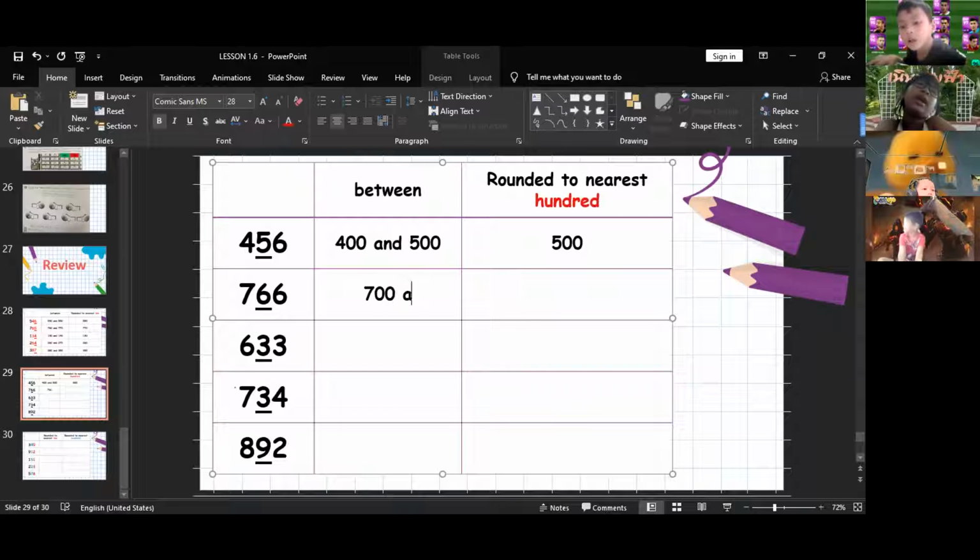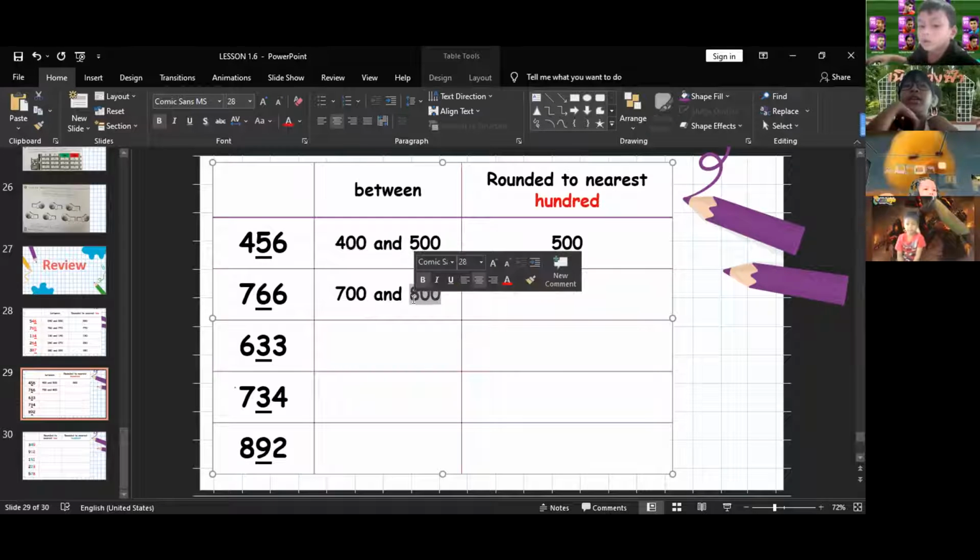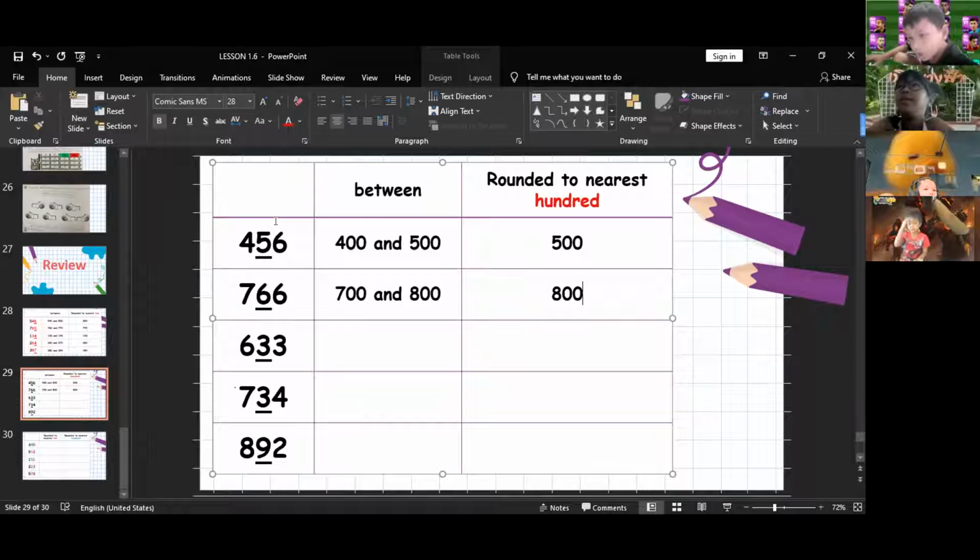700 and 800. Okay, 700 and 800. Can you see the underlined number here? Okay, what number is it? Six. Okay, round up or round down? Round up. Okay, very good. It's round up. So what is your answer? 700 or 800? 800. Okay, you say 80 or 800? 800. Very good job. Thank you, Yada. How about in number three?